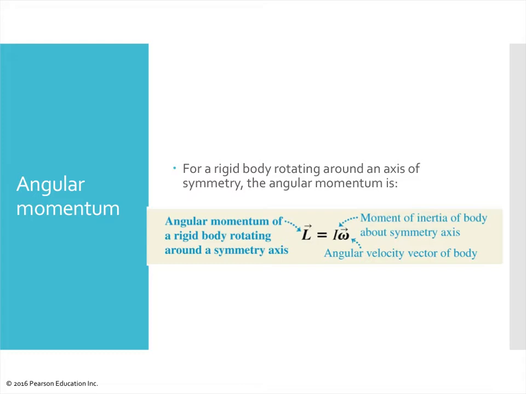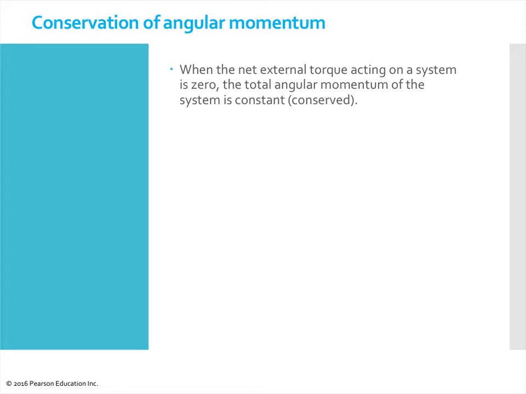So remembering that for a rigid body, which is something we'll work with a lot for these types of problems, the angular momentum can be written as the moment of inertia times omega. And so then we can write conservation of angular momentum, which we found would apply if the sum of the torques was equal to 0. We could say that the initial angular momentum is equal to the final angular momentum.